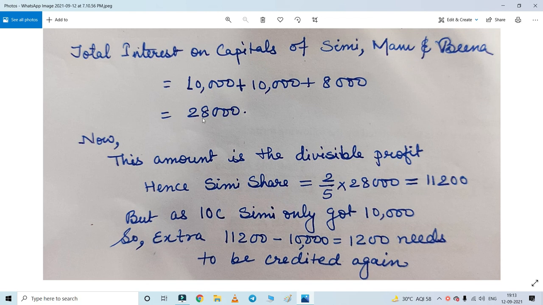As this 28,000 total amount has become divisible profit because it was wrongly credited to their accounts, out of this 28,000 Simi is supposed to get 11,200, but Simi is only getting 10,000 as interest on capital. So extra 1,200 needs to be credited to her account, and it is very clear that as it's a fluctuating capital account, this 1,200 will be credited to current account, not capital account.